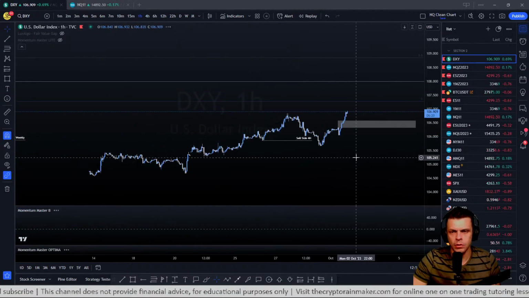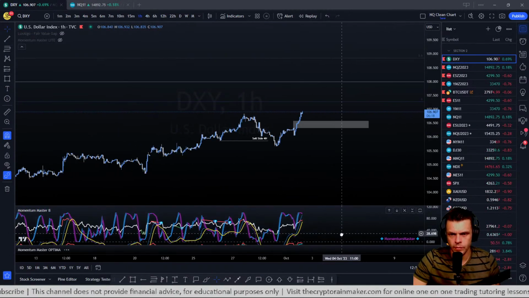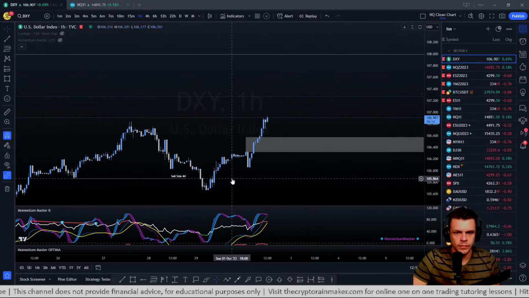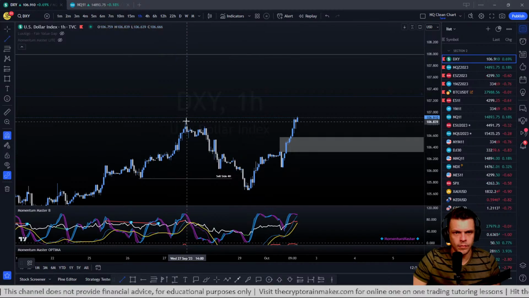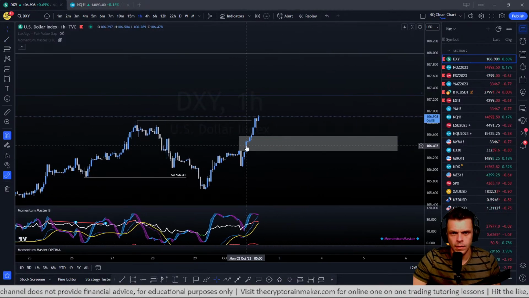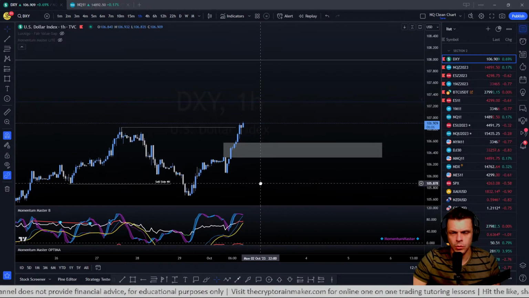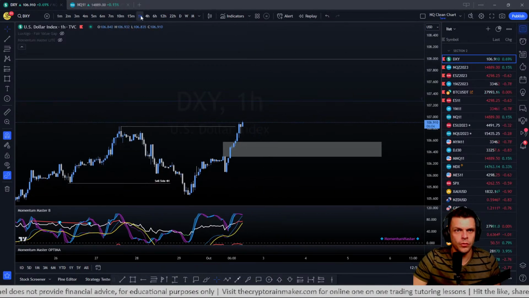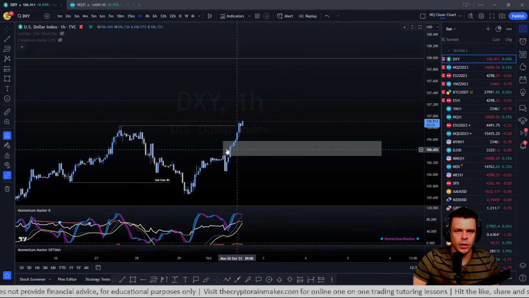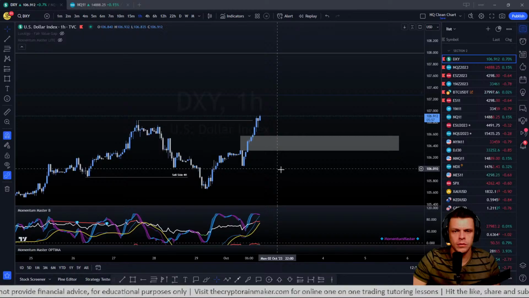See what the 1 hour is doing. Okay, so that's the imbalance on the 1 hour. So we have the imbalance on the 4 hour and the 1 hour. That makes it more probable that it will kind of come back to reprice that imbalance.